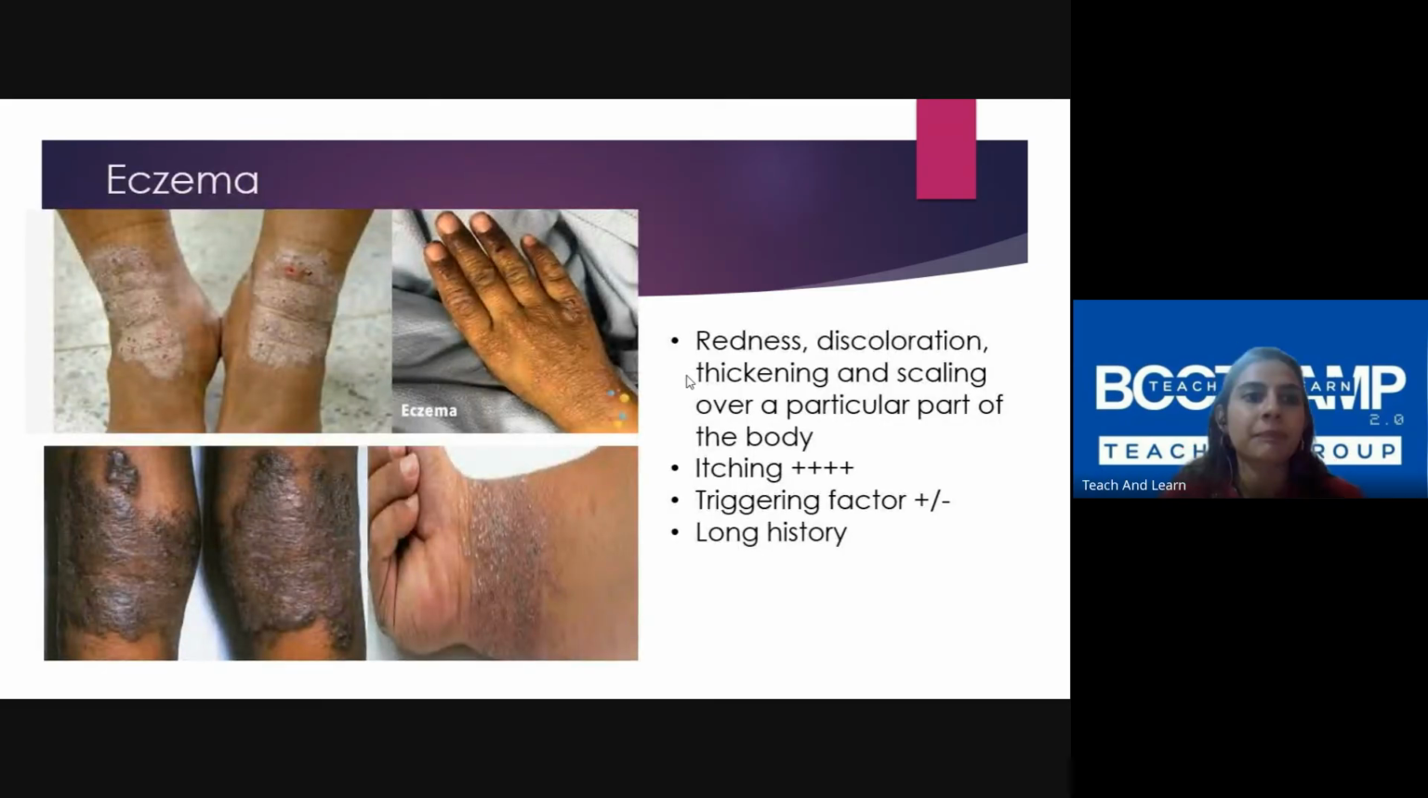Next is eczema. It is redness, discoloration, thickening, and scaling over a particular part of the body. The main complaint that they're going to come with is itching. Some lesions might be similar to psoriasis, but psoriasis doesn't tend to have that much itching. Here, the predominant symptom is going to be itching.